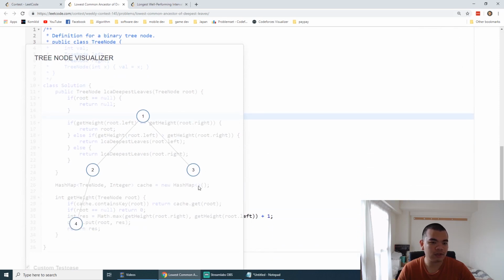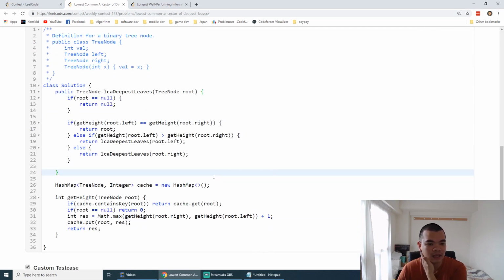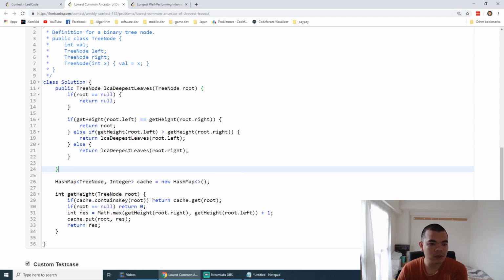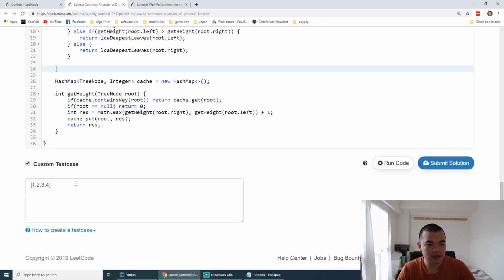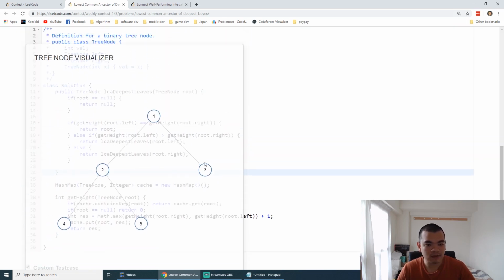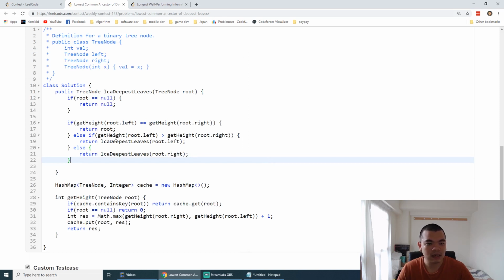So how we're going to solve this problem is by using a getHeight method. We just need to determine, for example, 1, 2, 3, 4, 5, the depth of the right child and left child, and which is the deepest. In this case 2 is the deepest, right? So we check from 2, because 1 cannot be a common parent of the deepest nodes. So we go to 2. That case is represented here, which says left is deeper than right.